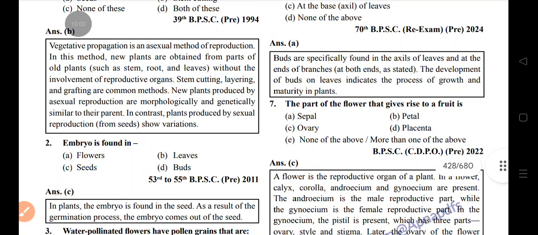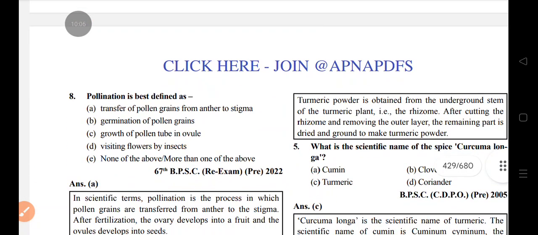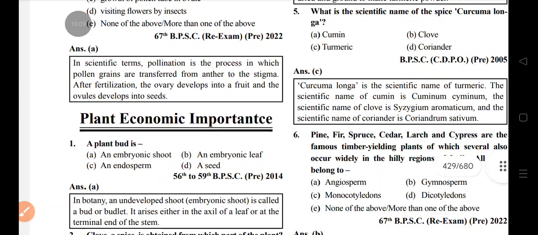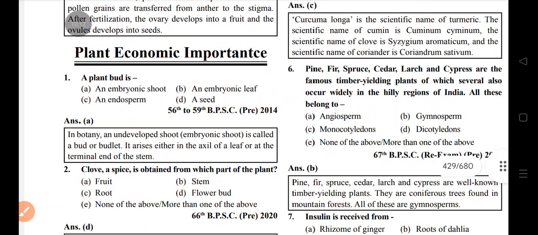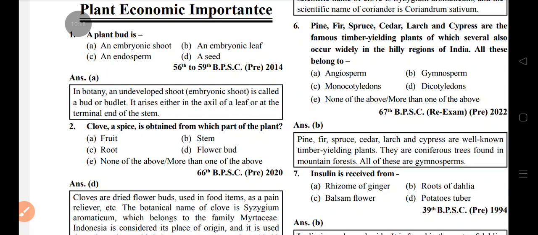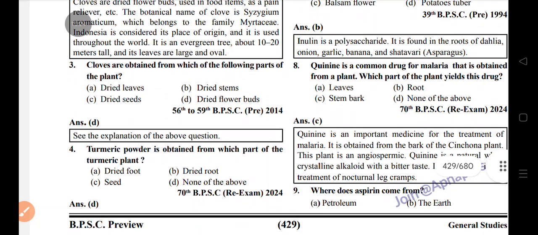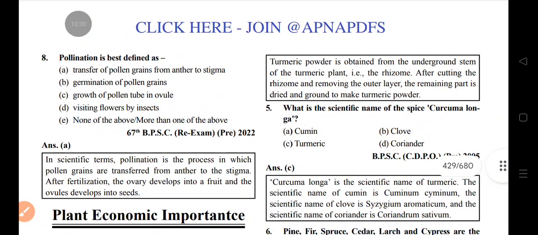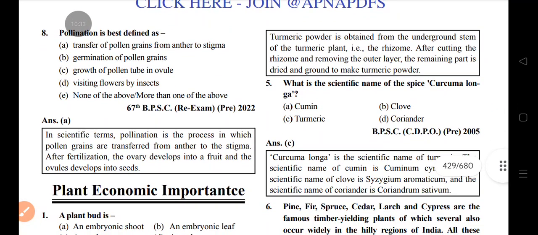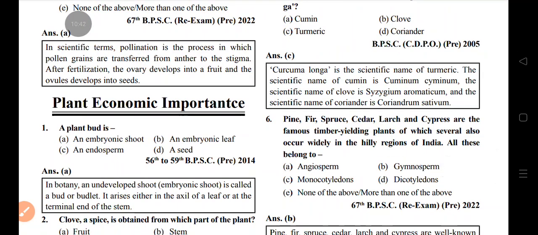The part of the flower that gives rise to a fruit is the ovary. Pollination is best defined as transfer of pollen grain from anther to stigma. Plant economic importance. Plant bud: a plant bud is an embryonic shoot. Clove, a spice, is obtained from which part? Cloves are obtained from flower buds. Turmeric powder is obtained from the underground stem. The scientific name of turmeric is Curcuma longa.